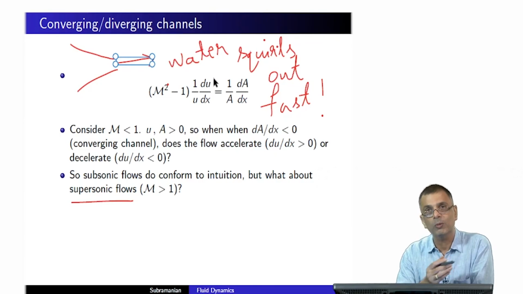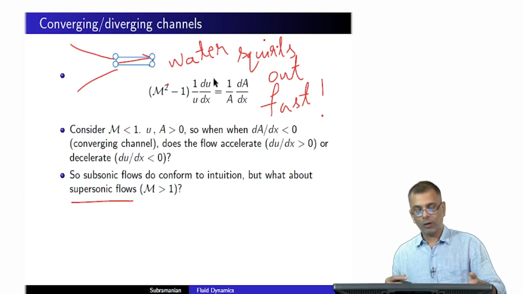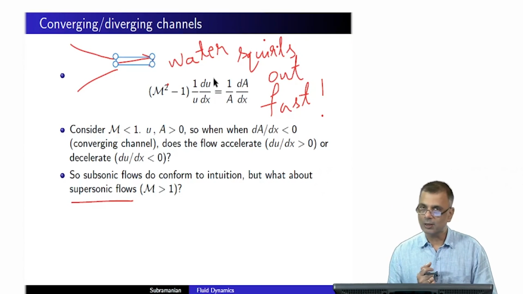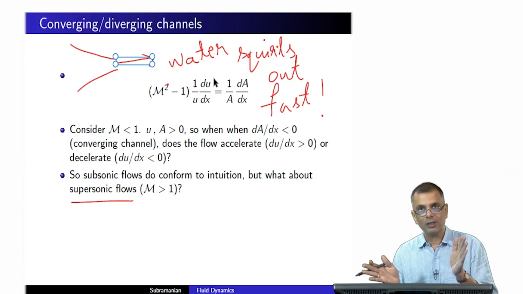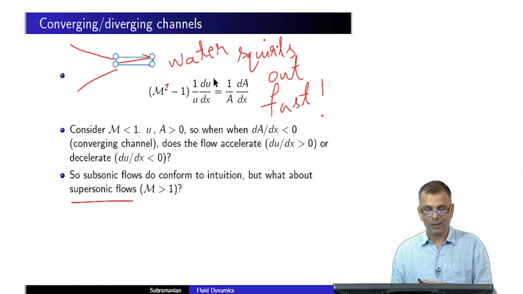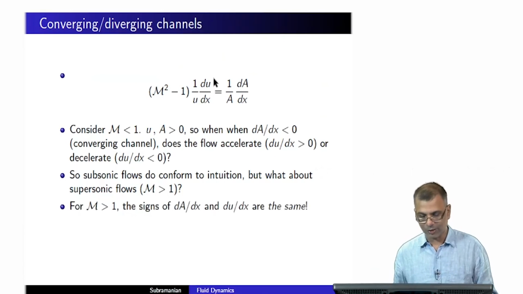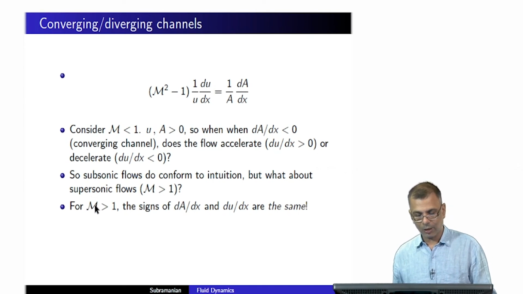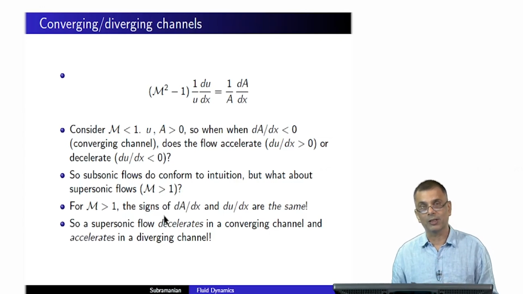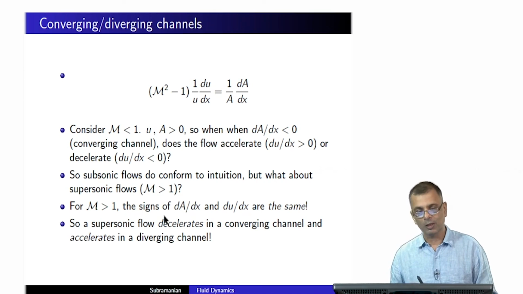So for supersonic flows, what we're saying is that if the flow here was supersonic, you pinch the nozzle and the flow actually slows down. Very strange. Does not conform to intuition. That's the reason we're talking about it here. In a diverging nozzle with a supersonic flow, the flow actually accelerates. du/dx is actually greater than 0. So for Mach number greater than 1, the signs of dA/dx and du/dx are the same. A supersonic flow decelerates in a converging channel and accelerates in a diverging channel. This is really something strange, and this does not conform to intuition.